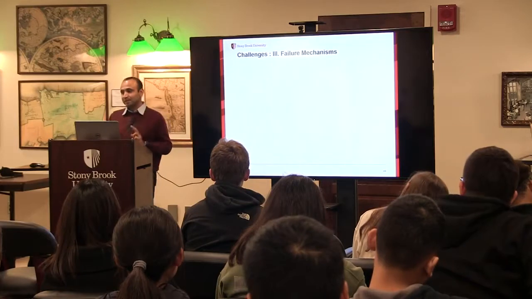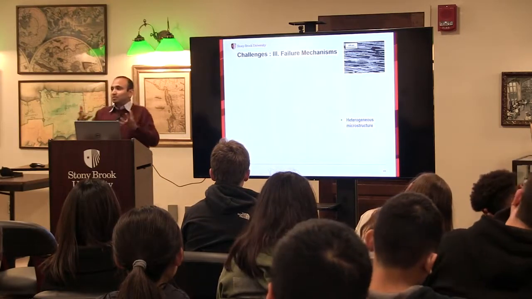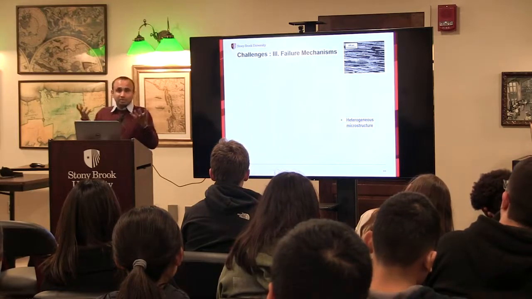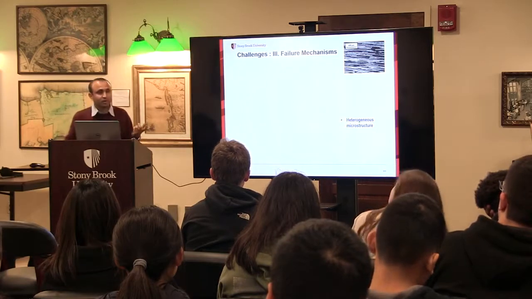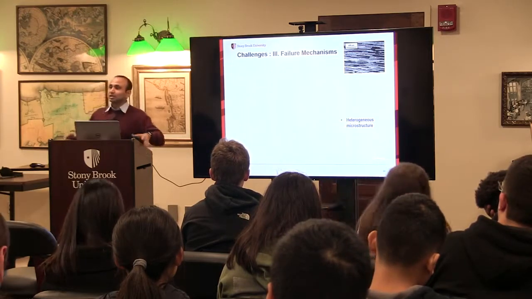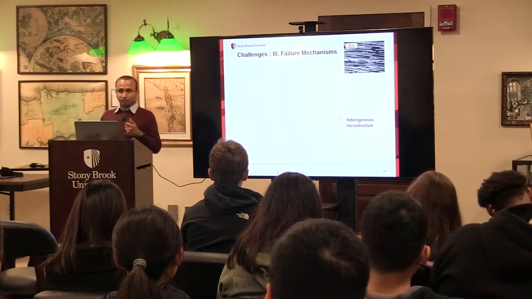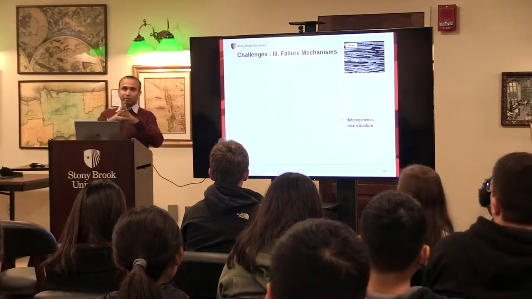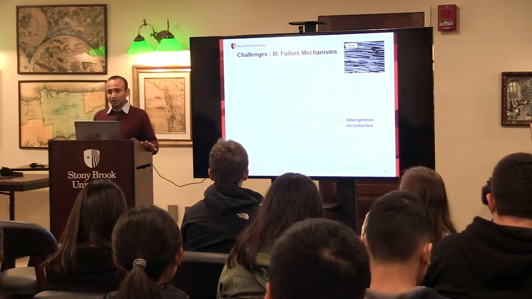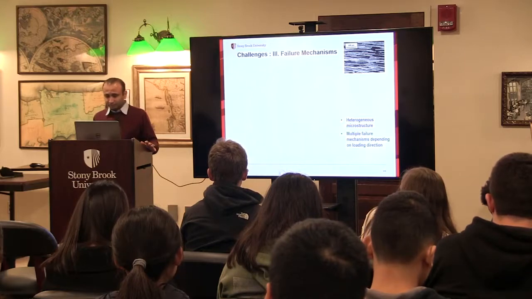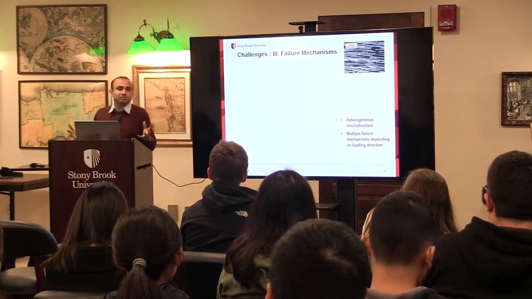Challenge number 3 is that composites, what are composites? They are made up of multiple materials, right? Two or more. That is basically the definition of a composite. For example, carbon fiber reinforced composite is a polymer reinforced with carbon fibers, which are really strong. These are two different materials combined to make one. So inherently it is very, very heterogeneous. And because of that, it undergoes failure by multiple mechanisms.